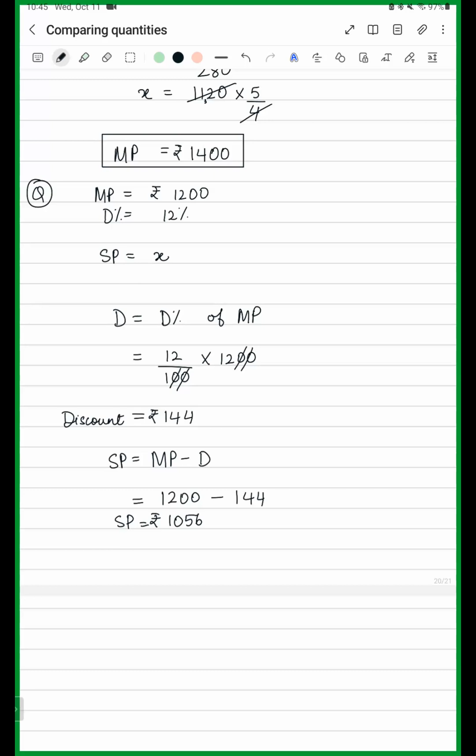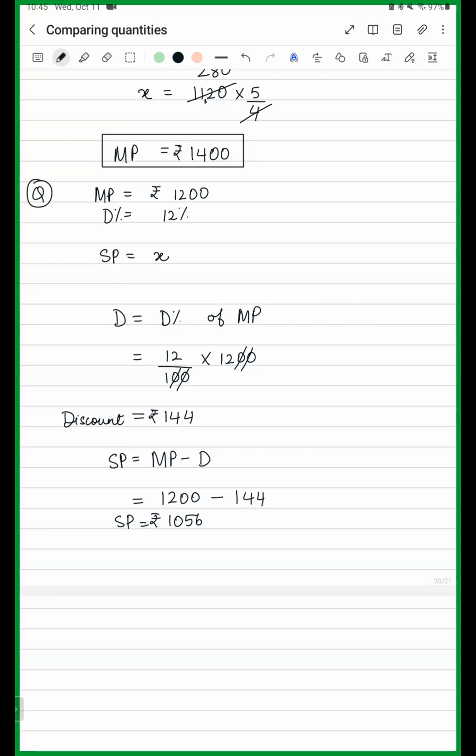So this question is done. Next, find the SP. All of these you can do. Similar questions we have done, except for the 69 one. What happened to the 69th one?